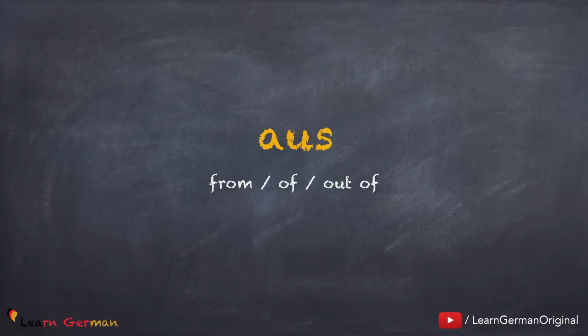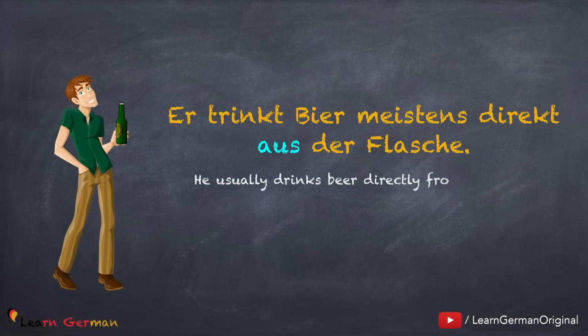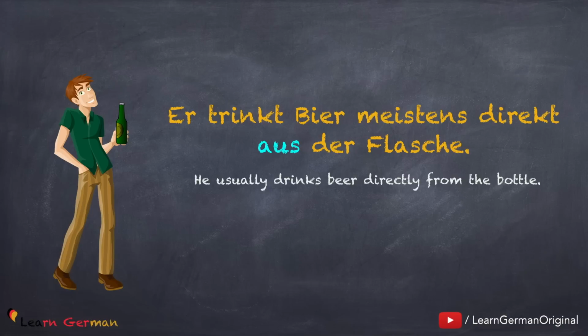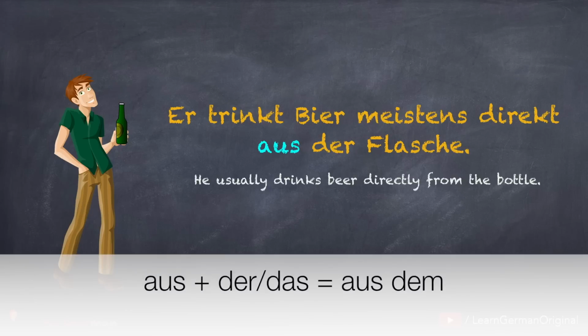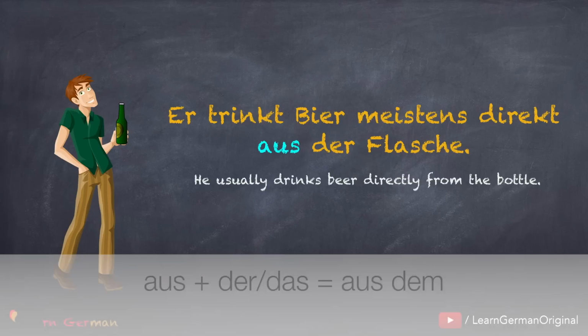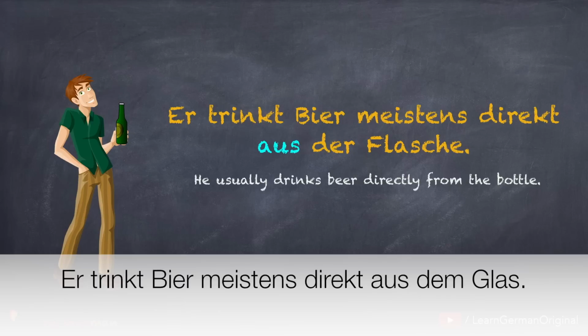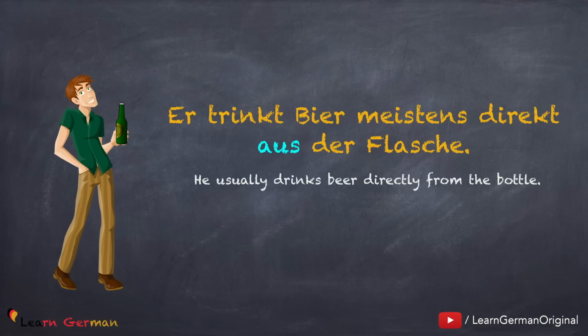Let's move on to the preposition aus. And here's the first example. Trinkt Bier meistens direkt aus der Flasche. Aus is also a dative preposition. Hence, die Flasche will change to der Flasche. If the article would have been der or das, it would change to dem. For example, trinkt Bier meistens direkt aus dem Glas.